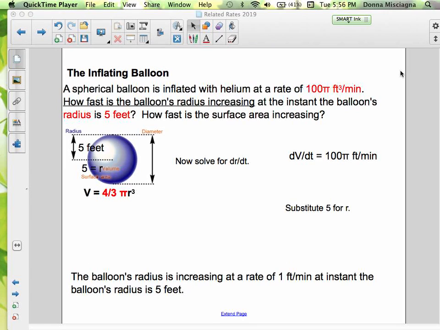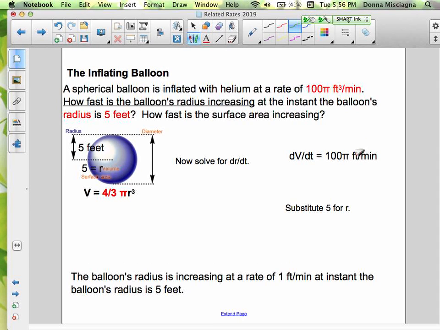A spherical balloon is inflating with helium at a rate of 100 pi feet cubed per minute. So that would be dV/dt, because although it's missing the little cube, that would be dV/dt. Our balloon, of course, is spherical because in calculus land we don't have those funny looking oblong ellipse balloons. No, we have the spherical ones.